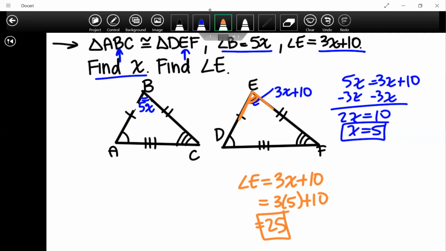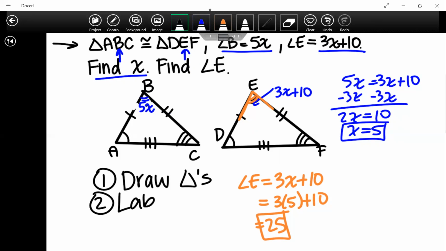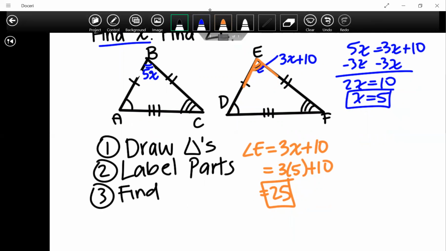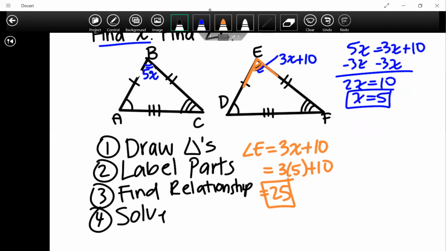Steps would be: first step, draw triangles. 2 would be to label parts. 3 would be to find the relationship. 4 would be to solve. So I drew the triangles. I labeled my parts. I knew that those are congruent, so I found the relations. I set them equal. I solved. Done. Yes.